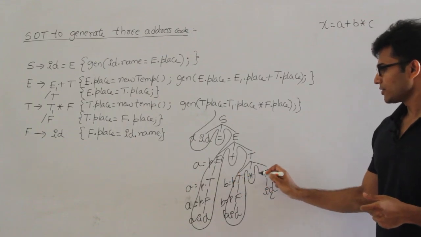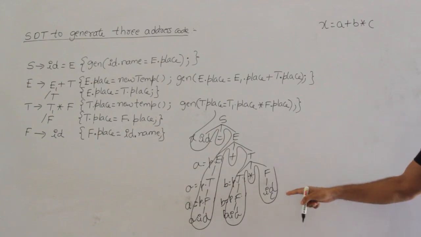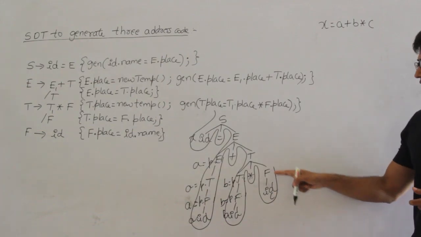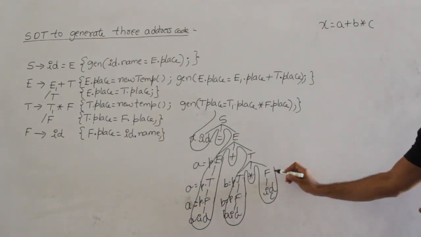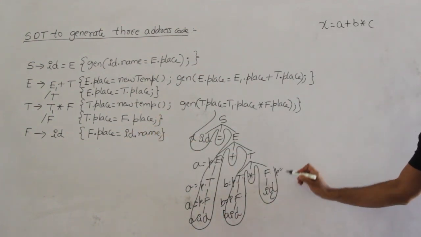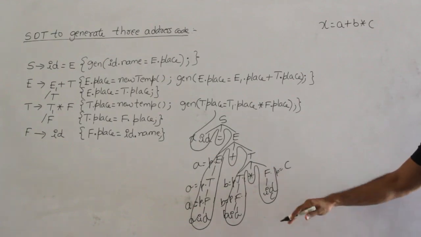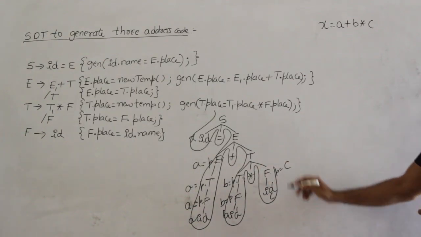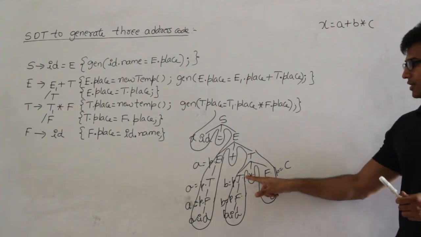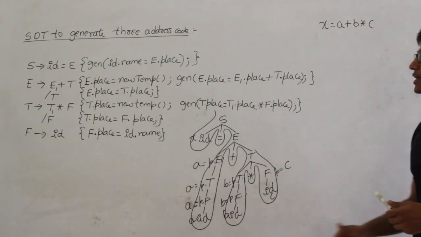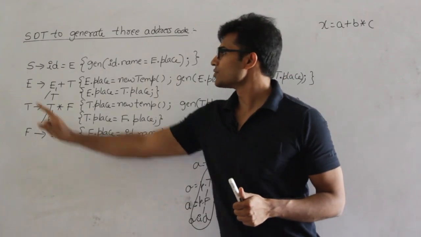This is not a reduction. And again this is a reduction. ID is reduced to f. What is the action? F dot place equal to id dot name, which means f dot place here is nothing but c. So all the variable names have been remembered till now. Now this is again a reduction. What is reduction? T star f is reduced to t.